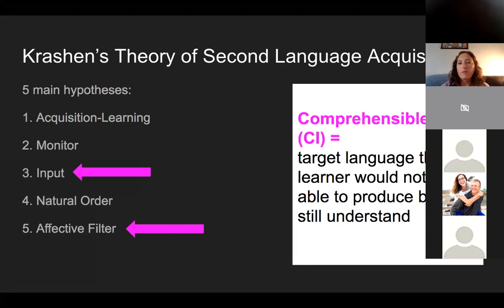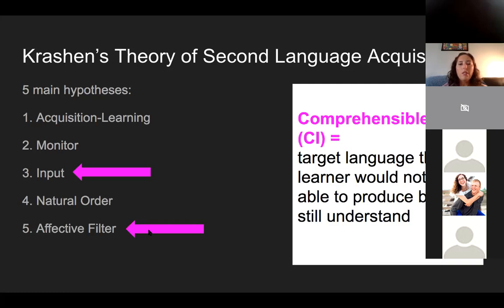All right. So just a little bit of the background. It comes from Stephen Krashen's theory for second language acquisition, where he had 5 components or hypotheses. We're going to focus on number 3, the input, the language that the learner is receiving, and the affective filter. If the affective filter is really high, then a lot of times learners just shut down and there's no way that they can acquire language.